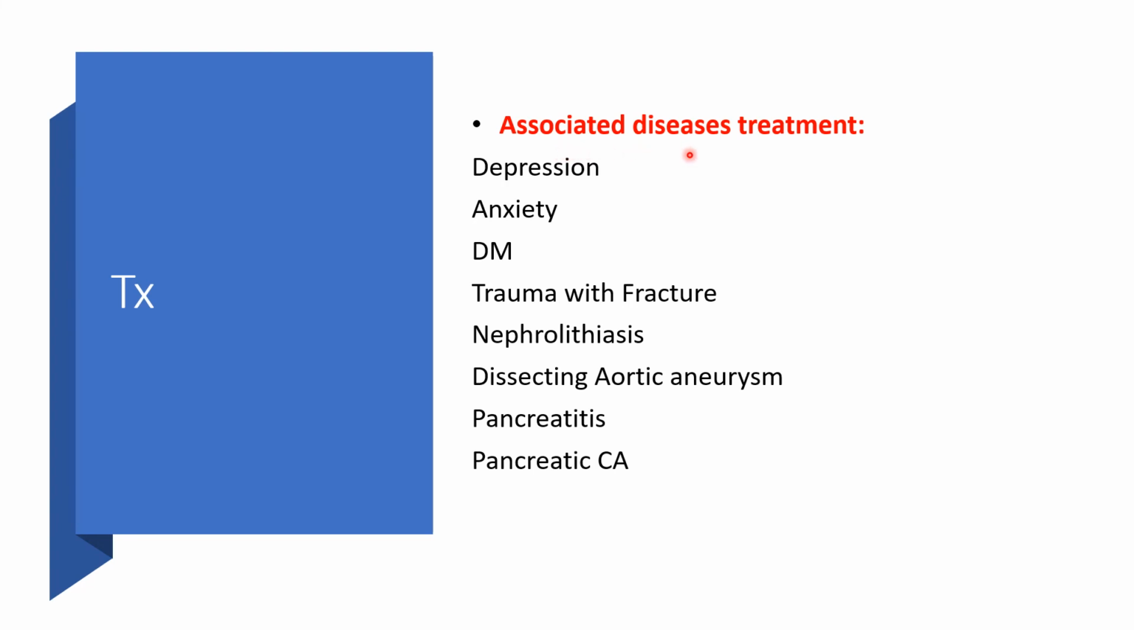If there are associated diseases and such has been identified, that must be treated also, like depression, anxiety, diabetes mellitus. When there's trauma with fracture, let the fracture be fixed quickly. Nephrolithiasis should be treated appropriately. Dissecting aortic aneurysm, do I even need to leave this here? That will be referred immediately and be handled immediately. Pancreatitis to the appropriate unit, and pancreatic carcinoma to oncologists.